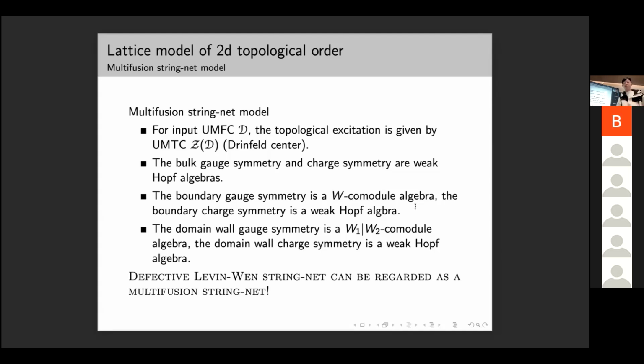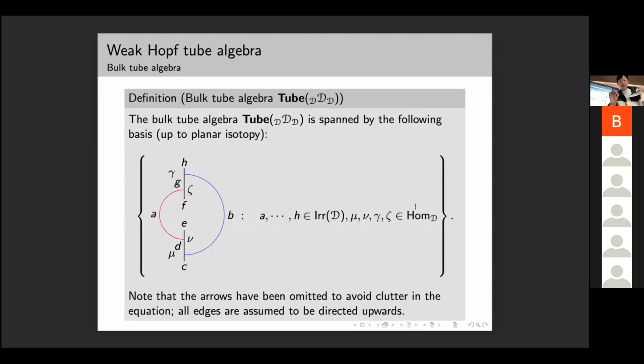So we can understand that for the gapped boundary of the unitary multifusion category, its gauge symmetry is this weak comodule algebra. But the charge symmetry, as we will explain later, is given by the tube algebra. So now let us construct. Let us now explain how to construct this algebra.